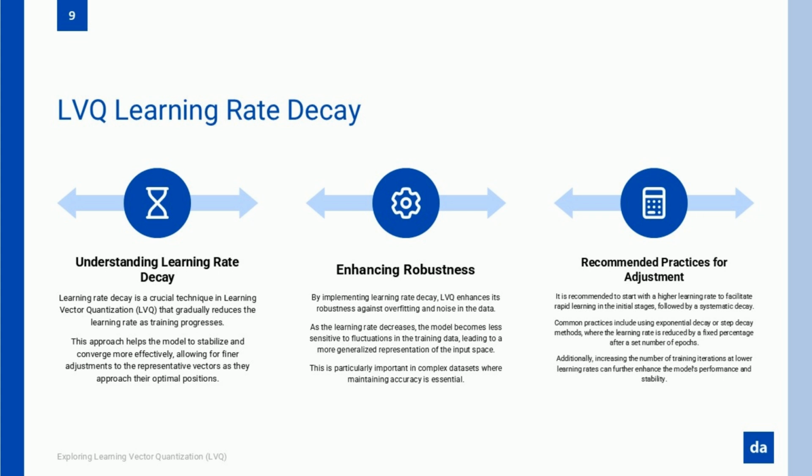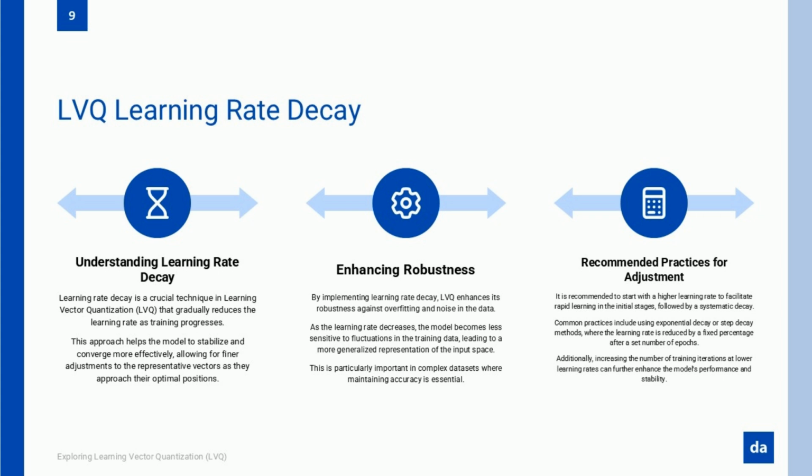But why does this matter? Because LVQ thrives on balance. Without proper learning rate decay, the model either jumps around aimlessly, high learning rate, or stagnates without improving, low learning rate. By controlling this process, we make sure LVQ learns efficiently, adapts accurately, and avoids overfitting.